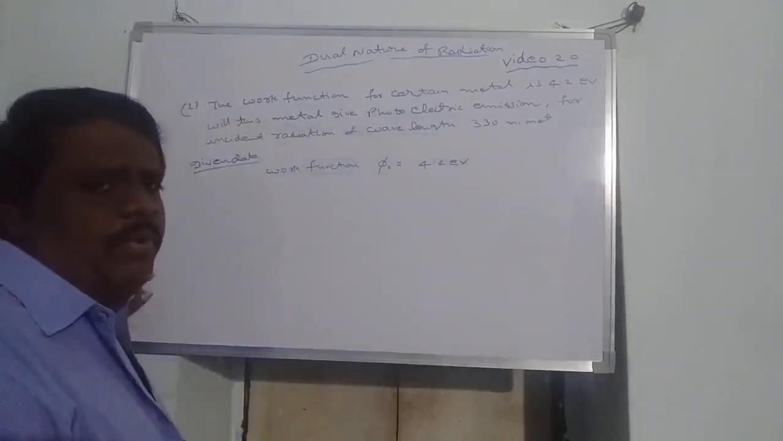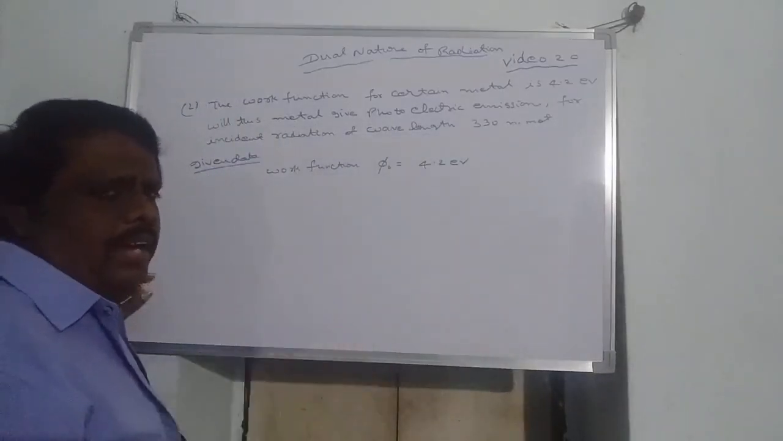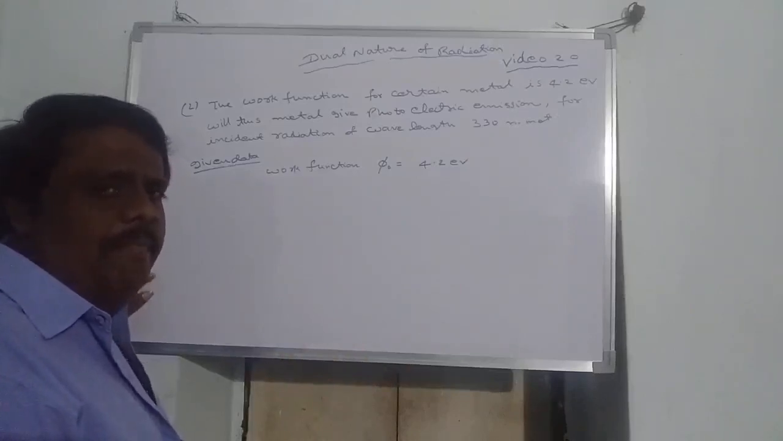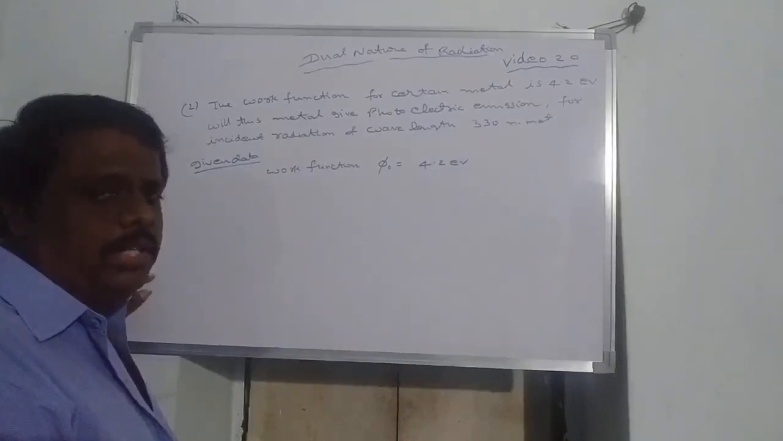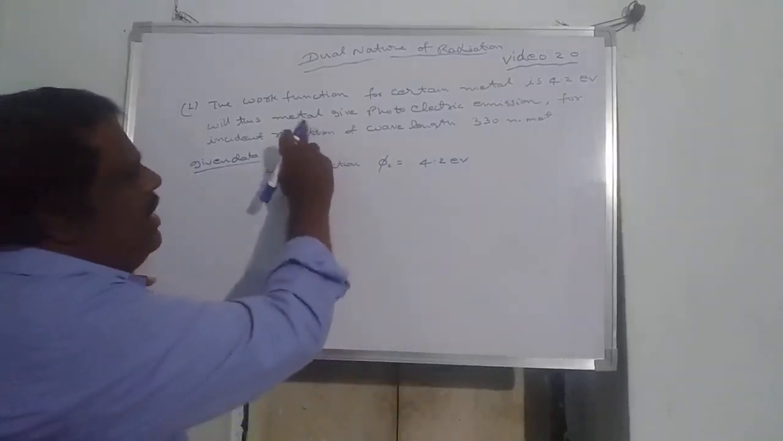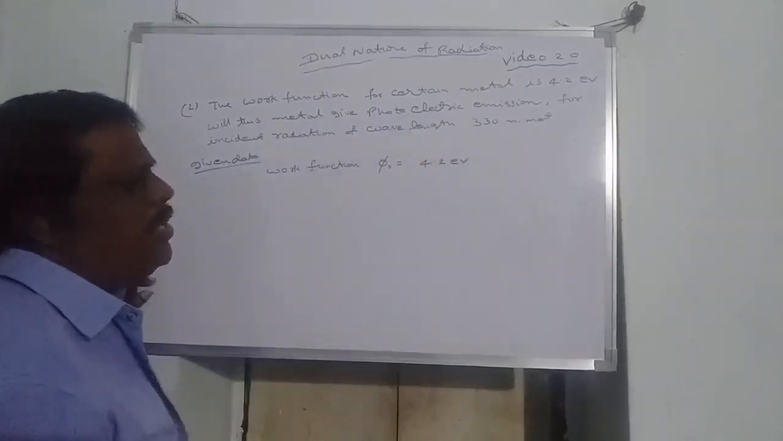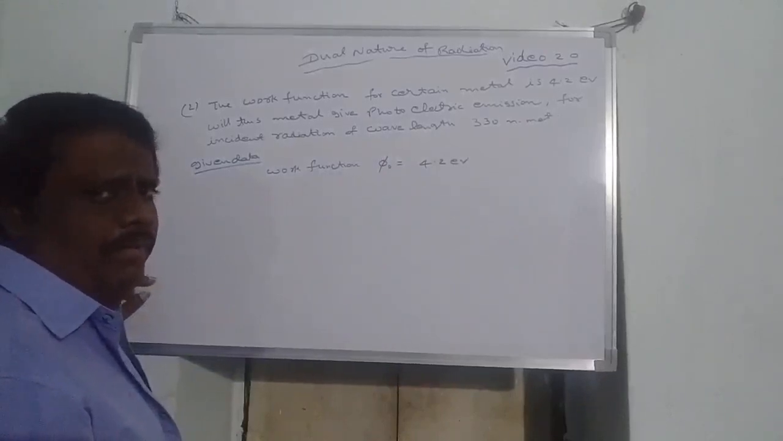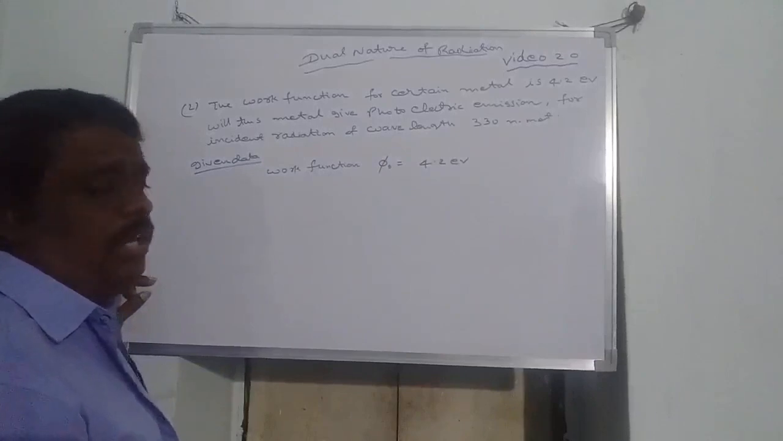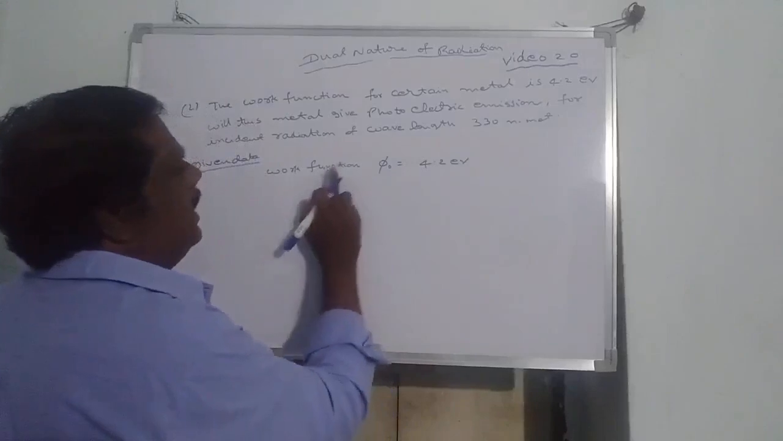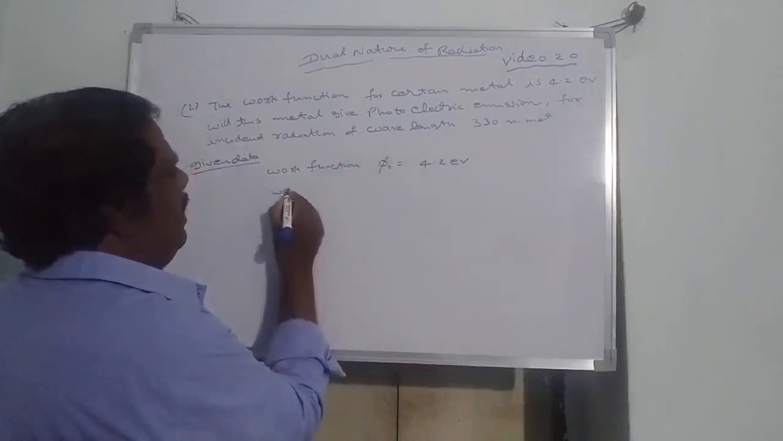What do I mean by photoelectric emission? When suitable radiation is incident on alkali metals, they can emit electrons. Those electrons are called photoelectrons. The phenomenon is called photoelectric emission. So in this situation, whether photoelectric emission will be possible or not, we can conclude after solving the problem.